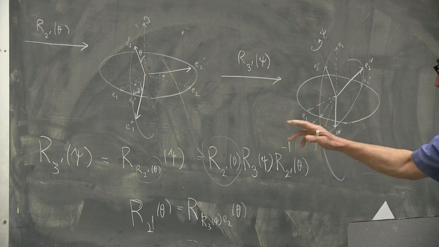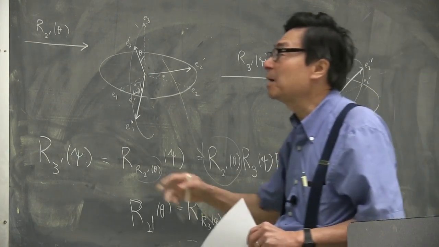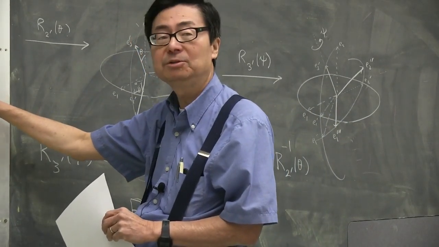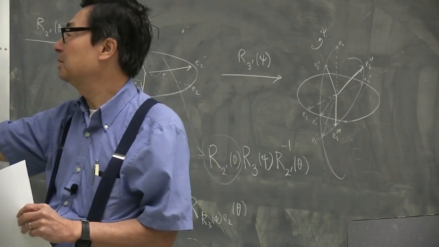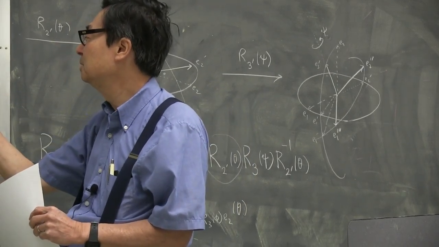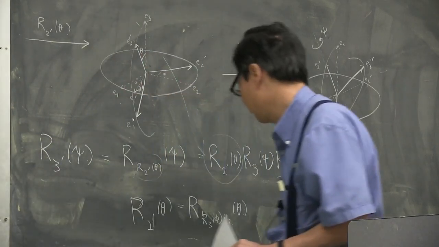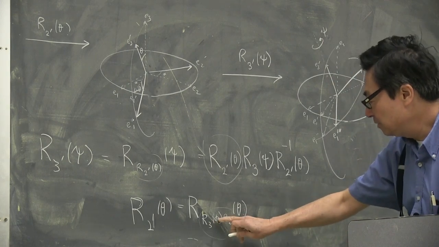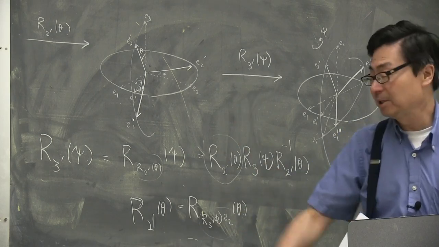The 2 prime axis is this one. How was it obtained from E2? It was obtained from E2 by doing a rotation about the third axis. So the 2 was brought to 2 prime like that. Okay? And that was the rotation. R3 phi was the rotation which brought E2 to 2 prime. So that's how I'm writing it. Okay?